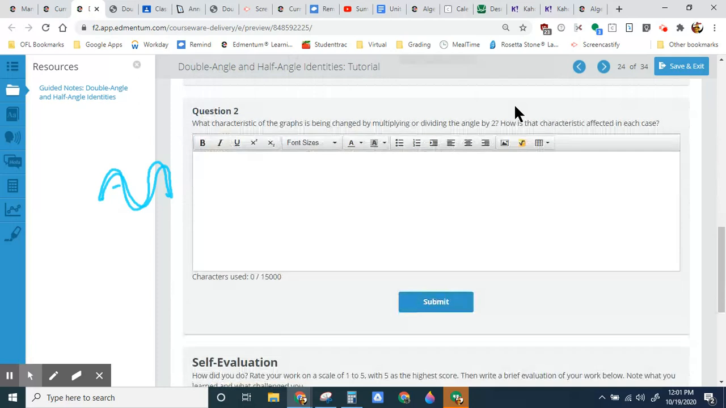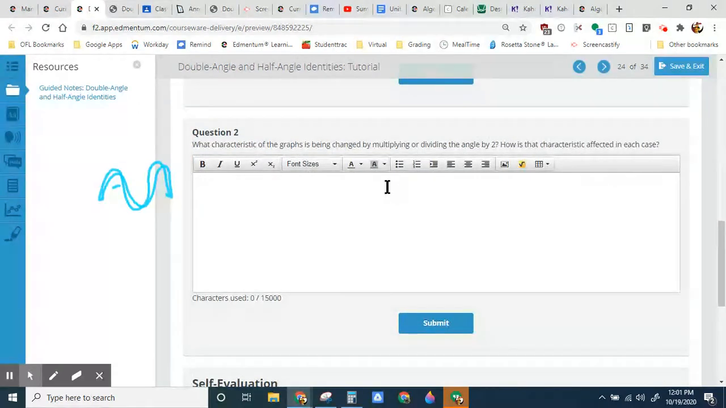All right. And then what characteristics are changed by dividing by 2? By dividing by 2, we have longer periods, so less cycles. When we multiply by 2, we have shorter periods, so more cycles. And that all comes from this formula.